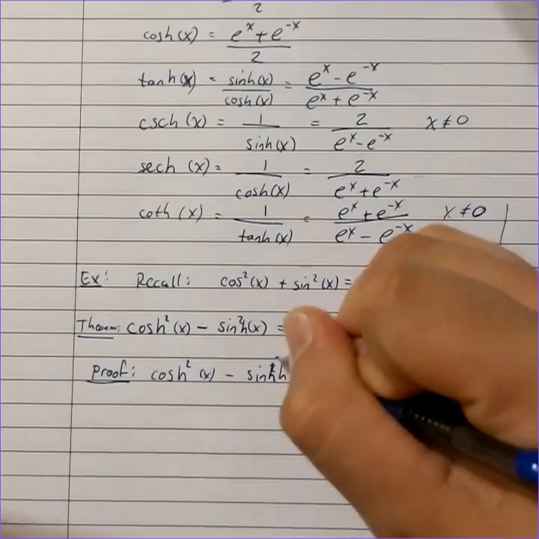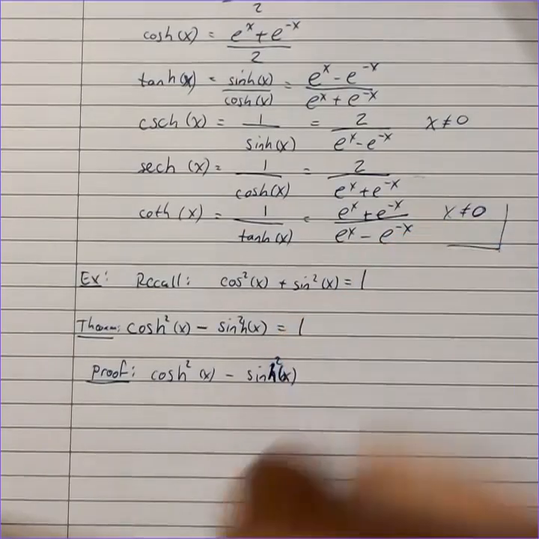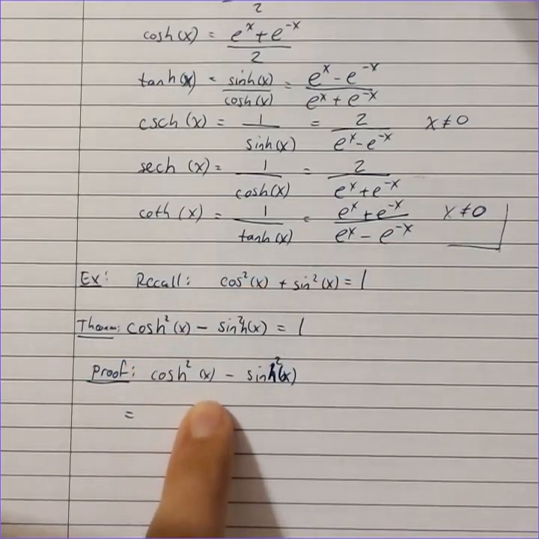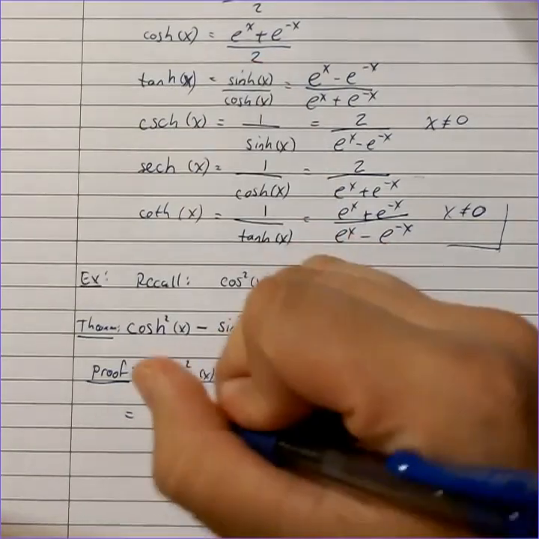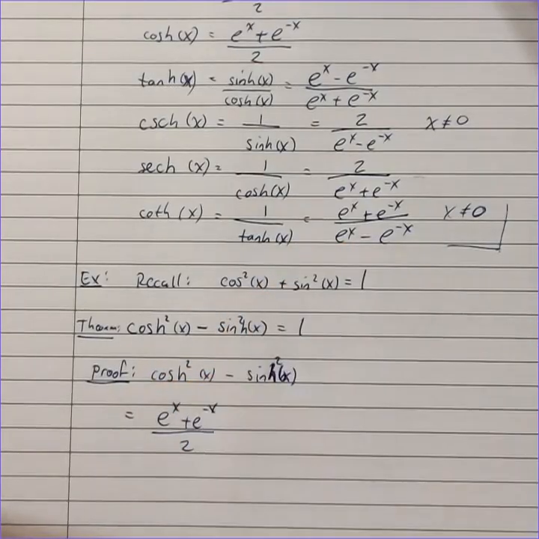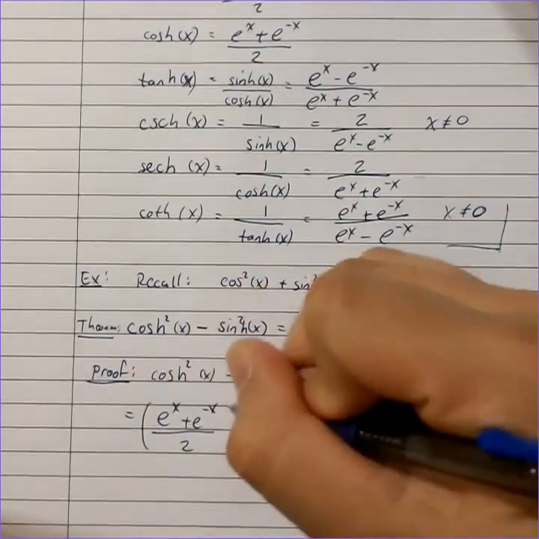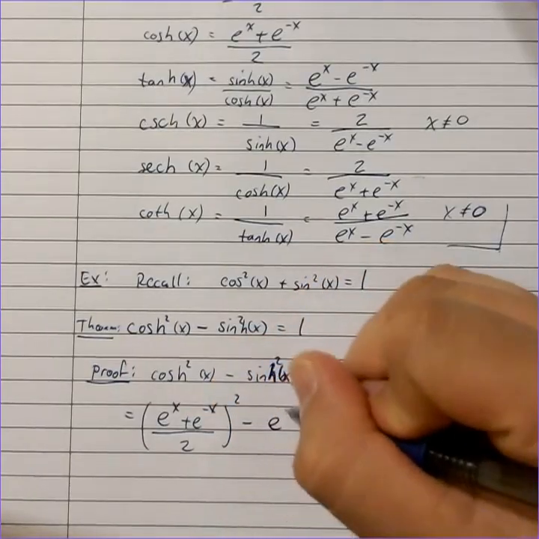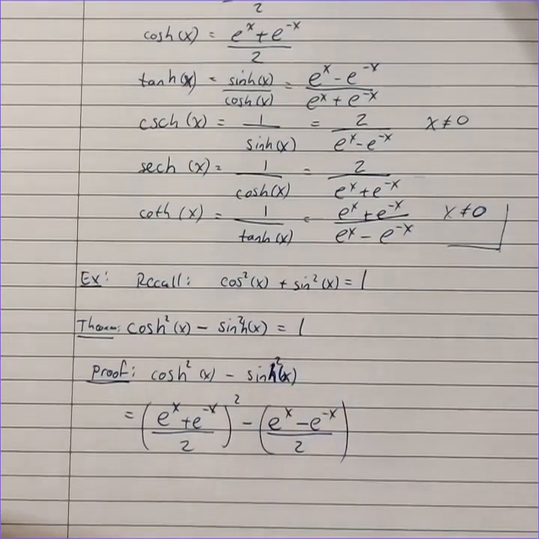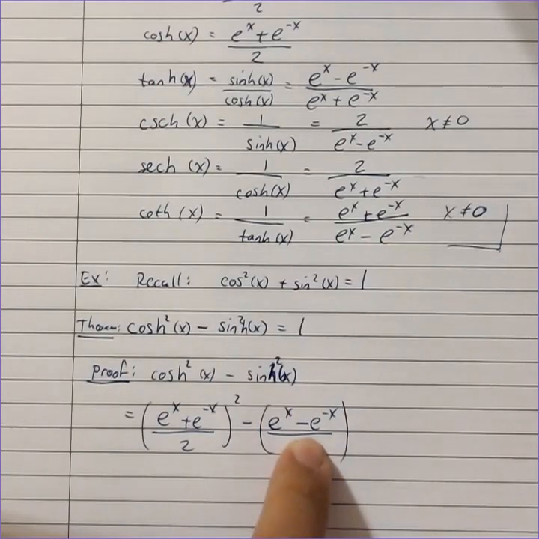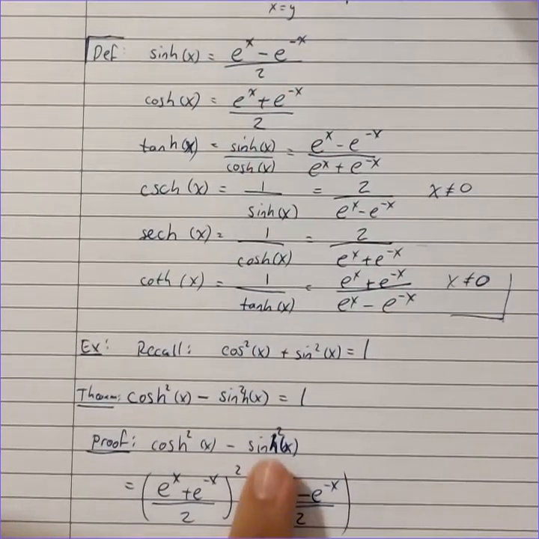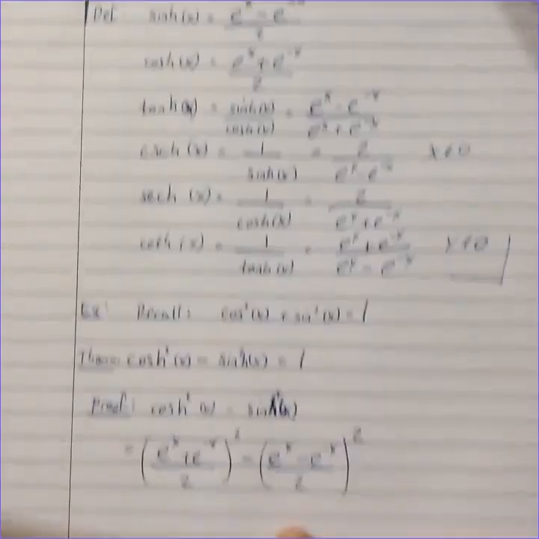Oops, there should be tanh squared of x. There we go. So cosh squared of x minus tanh squared of x. That's equal to, well, I know the definition of cosh. It's that right there. So that's e to the x plus e to the minus x over 2, and then that whole thing is being squared. Minus e to the x minus e to the minus x over 2. After all, that's the definition of sinh. And so that is what's being squared right here. All right, so let's do that.